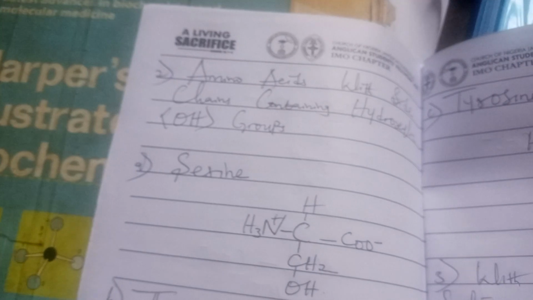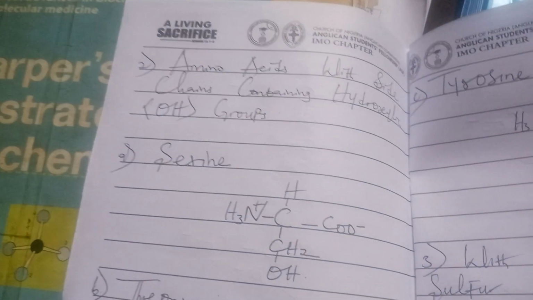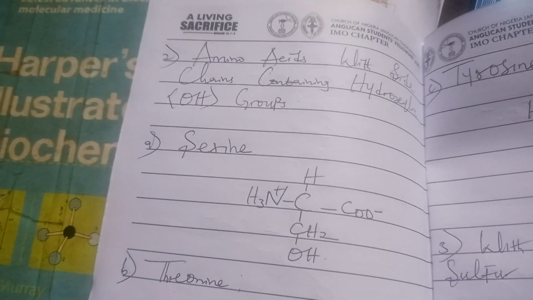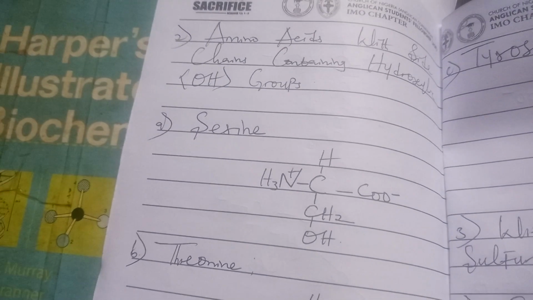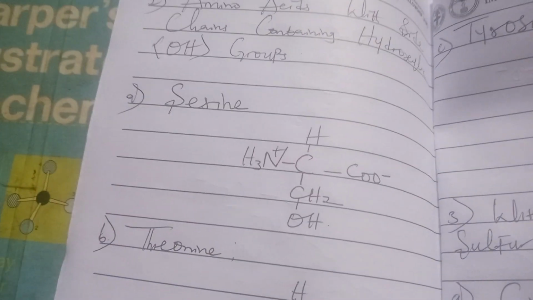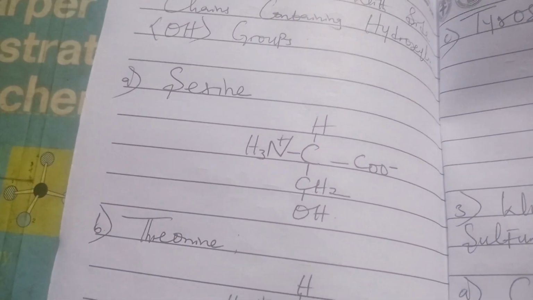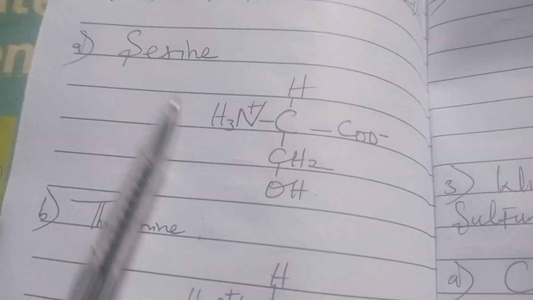Now to the next one, we have the amino acids with side chains containing hydroxyl group. When we're talking about hydroxyl group, we're looking at the OH group, right? OH group as in alcohol. You understand? So now we have serine here.